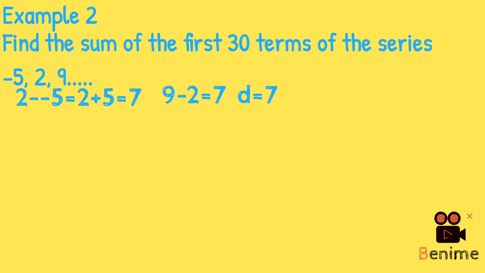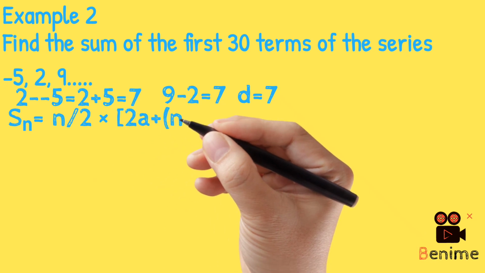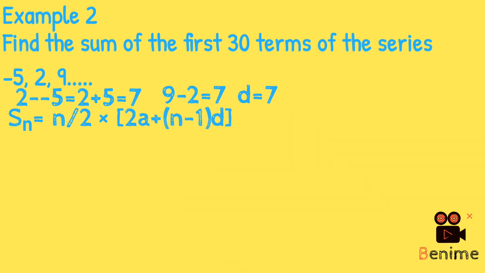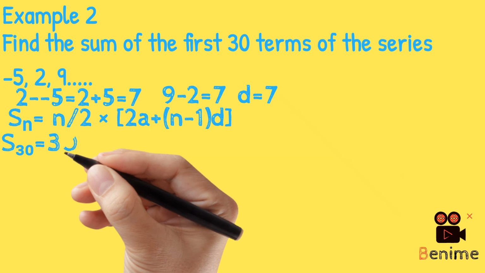Now that I've concluded it's an AP, we're free to use the sum of terms of an AP. Now we're using our common difference formula, the formula that requires common difference. That's what we're using. So Sn is equal to n over 2, open bracket 2a plus open bracket n minus 1 close bracket d, close bracket. That's your formula. Now we're looking for S30 because they say find the sum of the first 30 terms.